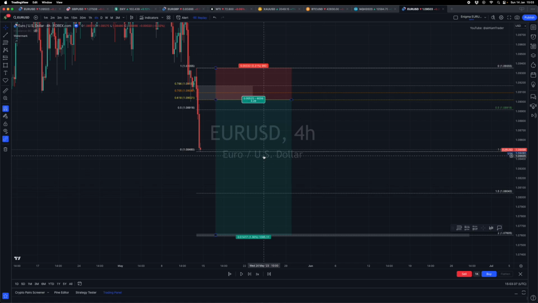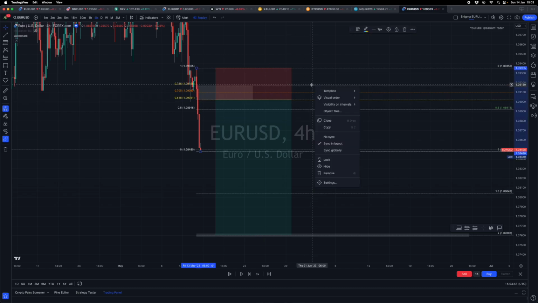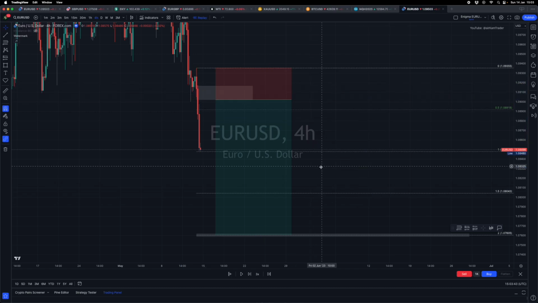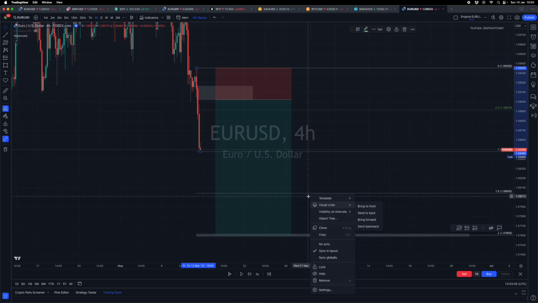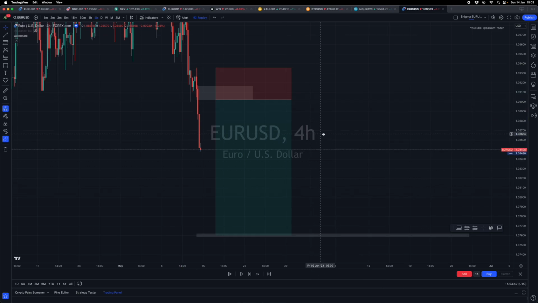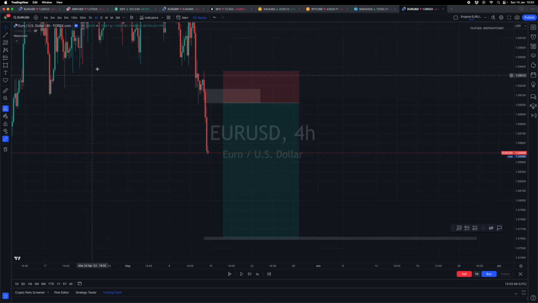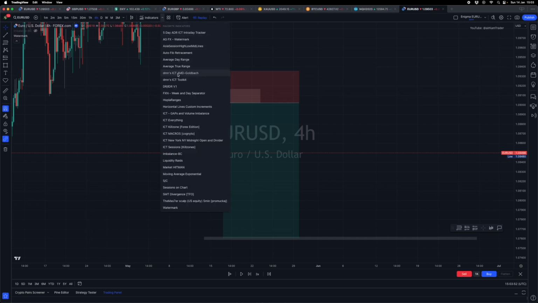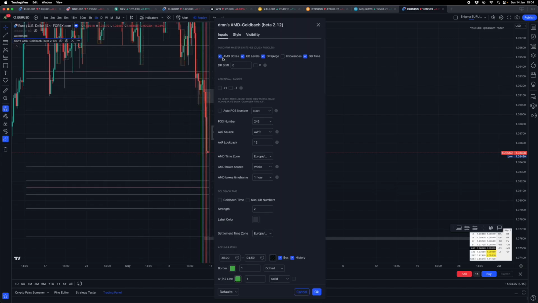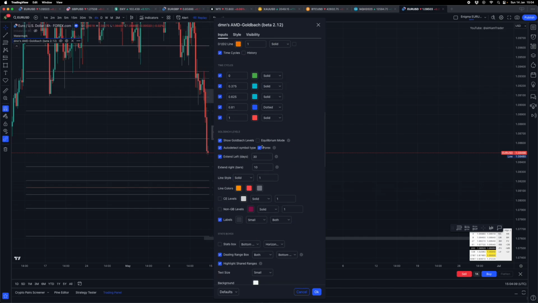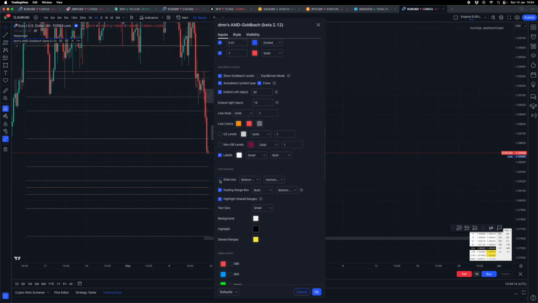Now let me show you how things work according to Goldbach. So I'm just going to hide this because we know what these levels are according to ICT. This is how I took the trade. Load up the indicator, DMN's ICT AMD Goldbach. We don't need AMD boxes. We don't need GB time. We were running on the 243. Let's have our labels in white. And let's have our stats box.